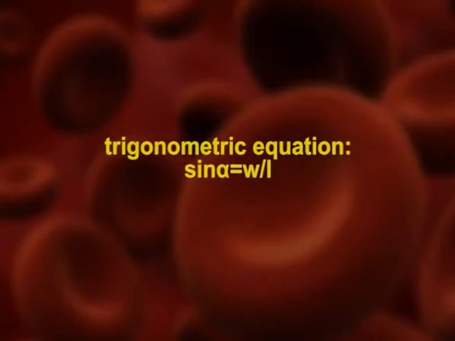It is observed that the ratio of the width and the length of the parent stain is proportional to the sine of the impact angle, which is summarized in the following trigonometric equation, that is sine alpha equals W, the width, divided by L, the length. In this equation, alpha is the angle of impact, L is the length of the parent stain on the major axis and W is the width of the parent stain on the minor axis.